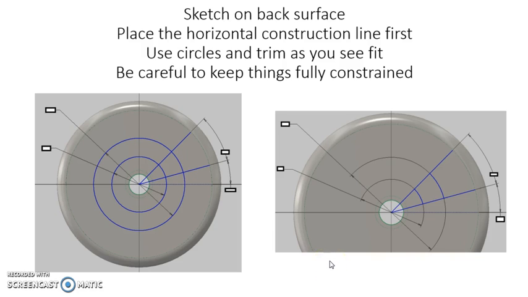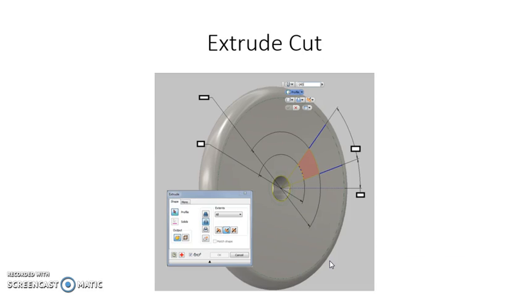Be careful to keep things fully constrained. If you trim something out and it says it's no longer fully constrained, then my suggestion would be to undo that and find a different way to go about that process, or to re-add the dimension. Just make sure it's fully constrained before you move forward, which is the next step: to extrude cut.